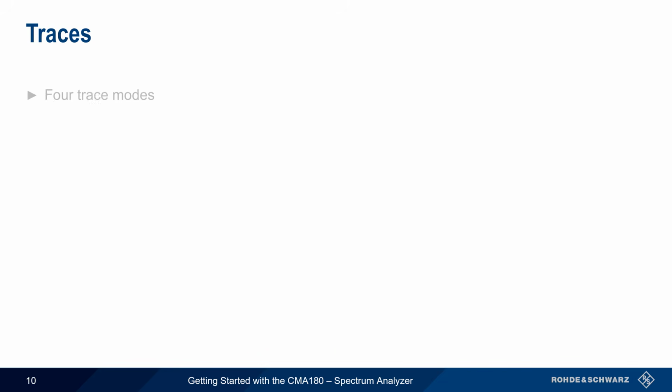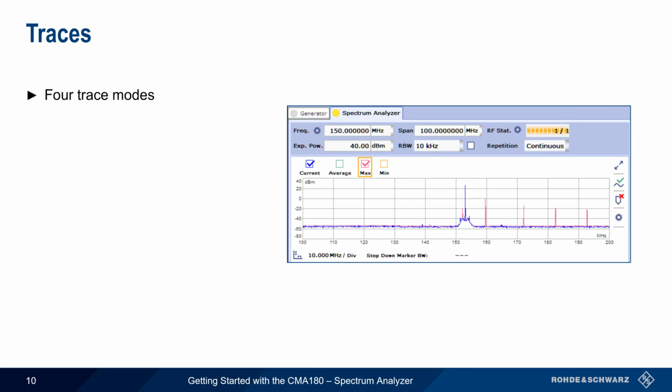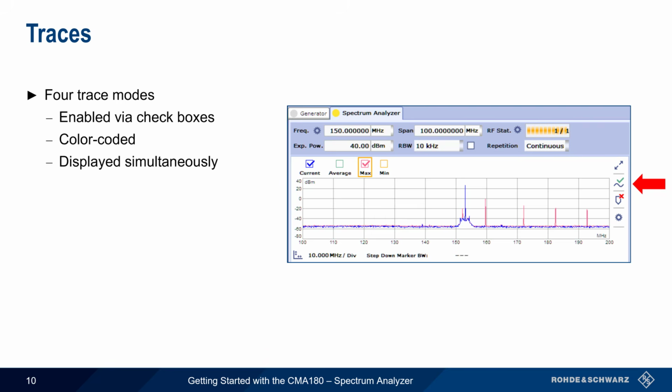Spectrum measurement results can be displayed using 4 trace modes. These are enabled by clicking on the global trace modes icon on the right side of the screen, and then enabling each trace type individually via a checkbox. These different trace types are color-coded and can be displayed simultaneously.